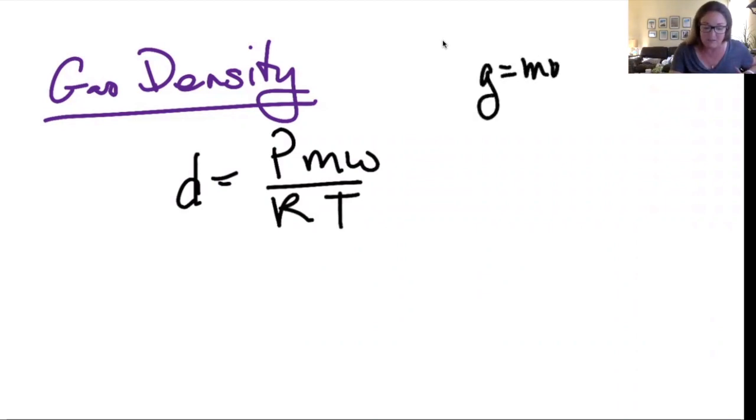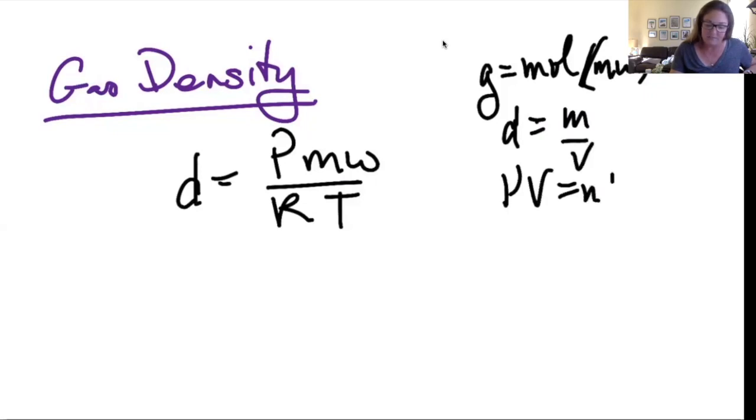Grams equals moles times molecular weight. Density equals mass over volume, and PV equals nRT. Just rather than grams equals moles times molecular weight, that can also be thought of where moles is n and grams is mass. Solving these three together, we end up with D equals P times molecular weight over RT.